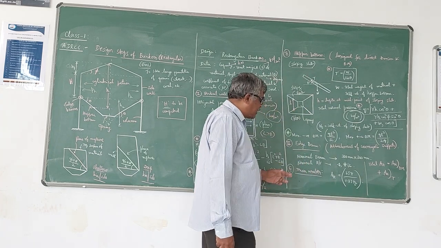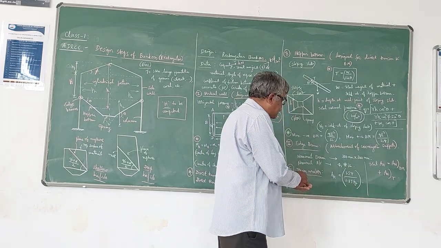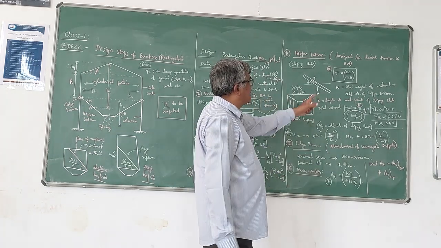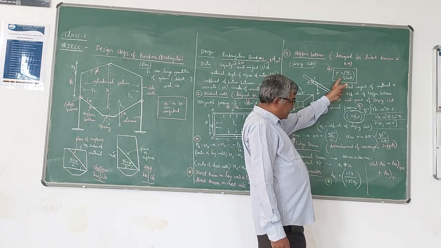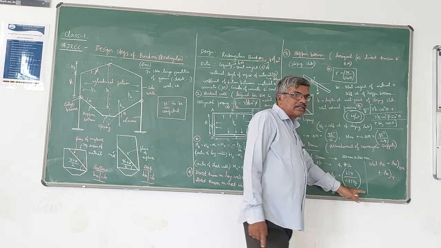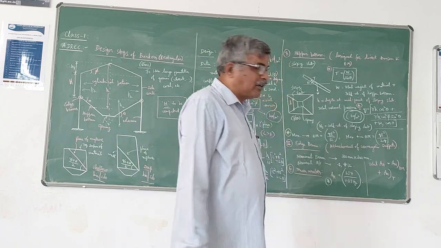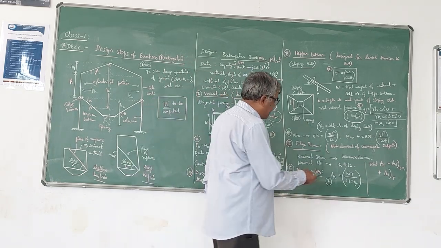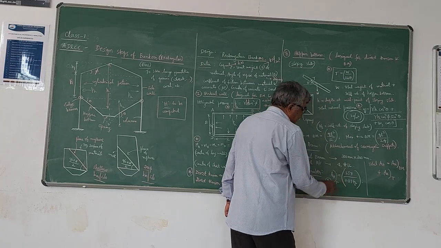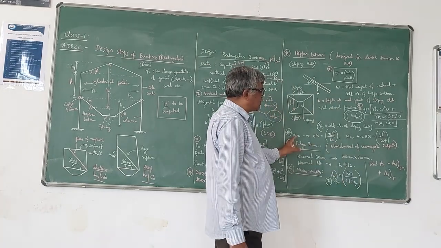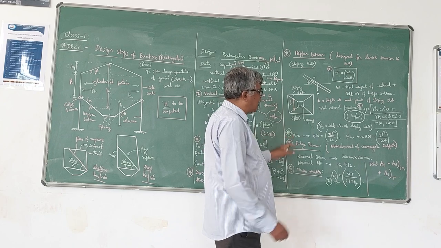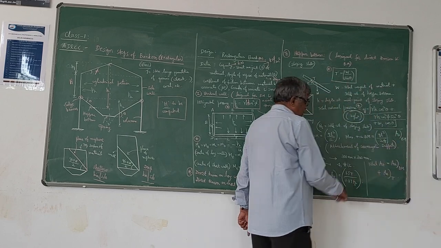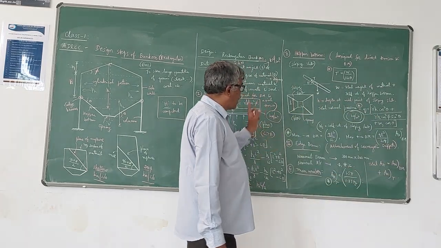The tension reinforcement is calculated using this formula. Ast is equal to 1.5 times T divided by 0.87 Fy. Here 1.5 is the factor of safety, and T is the force you have got here. Fy may be 415 or 500 depending on the grade. Once you get this Ast for tension, it is added to the steel you have got for bending moment, which you can take as Ast bending moment. If you add those two, you will get the total reinforcement required for the upper hopper.